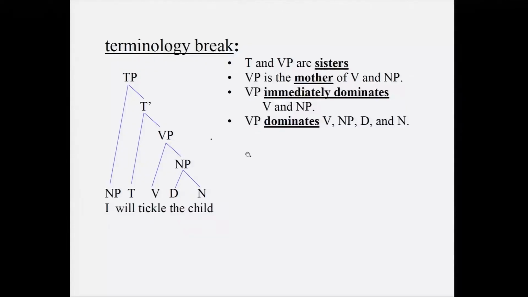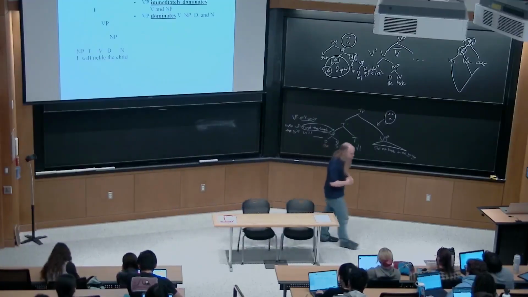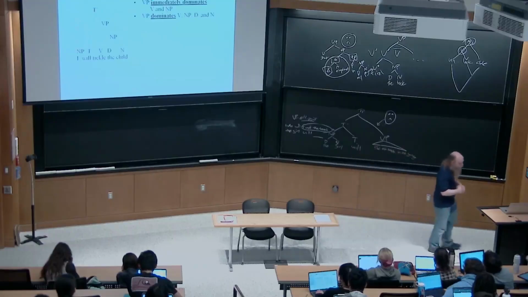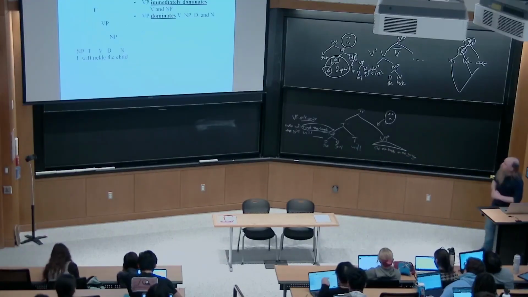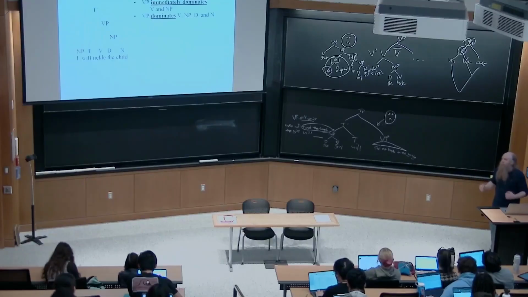Dominate, so immediately dominate is the basic relation in trees. It's the relation that's created by merge. Dominate is the transitive closure of immediate dominate. So VP dominates everything it immediately dominates, and everything those things immediately dominate, and everything those things immediately dominate, all the way down to the bottom of the tree. So that verb phrase dominates the verb and the NP, and also the D and the N, the and child. It dominates the things that are below it, that were there when it was put together. Okay?